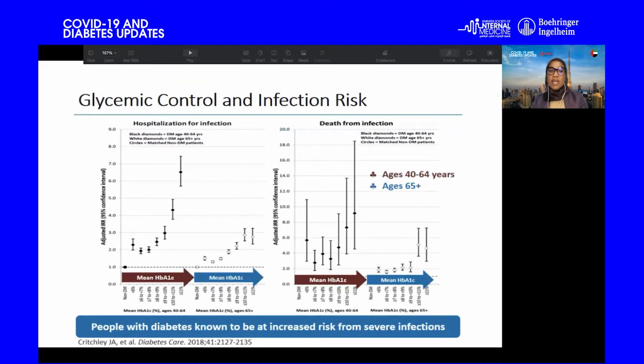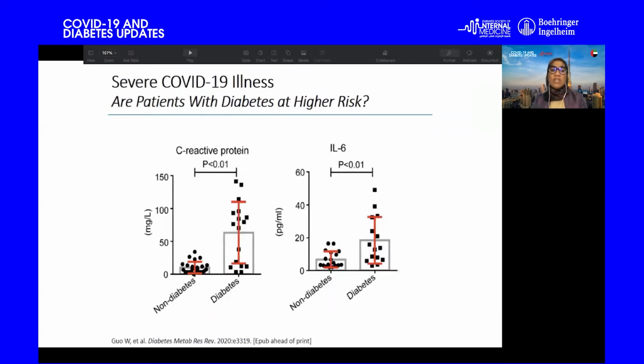So we can see here the glycemic control and infection risk in individuals that are aged 65 and above, and in those that are younger as well. When the mean hemoglobin A1C is higher, you have a greater risk for hospitalization when you have infection and a greater risk of mortality as well. And then when we look specifically at COVID-19 infection, we can see that the inflammatory markers, the C-reactive protein and interleukin-6 are much higher in those patients with diabetes compared to those without diabetes.